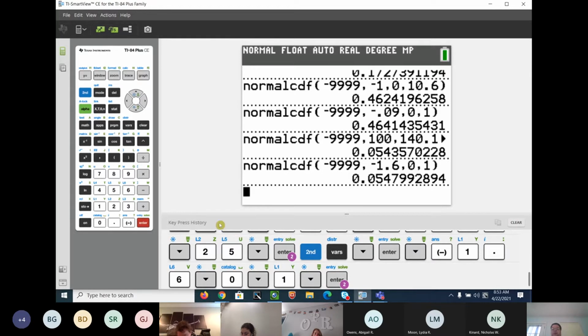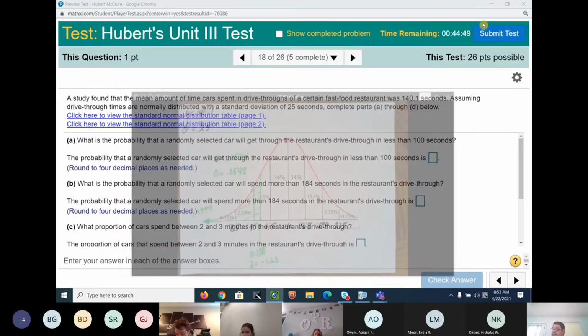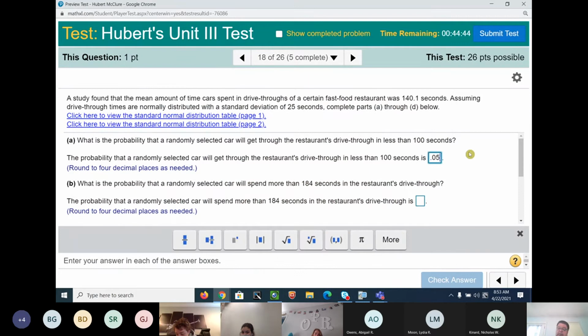All right, since this one's got four parts, I'm going to use one of them. We'll start with the old, 0.0548. I'm going to use the old. 0.0548. Okay, now y'all do the second one. I will do it with the new calculator.